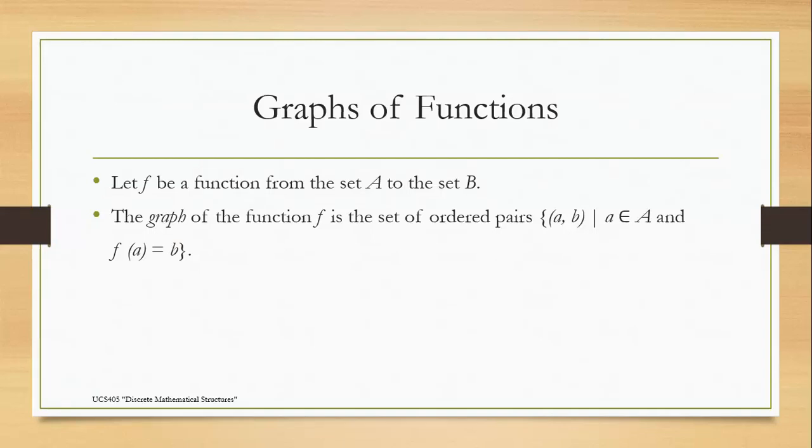Let f be a function which is defined from set A to set B. Then the graph of the function f is the set of ordered pairs (a, b) such that a belongs to A and f(a) is equal to b, meaning that b is the image of element a.